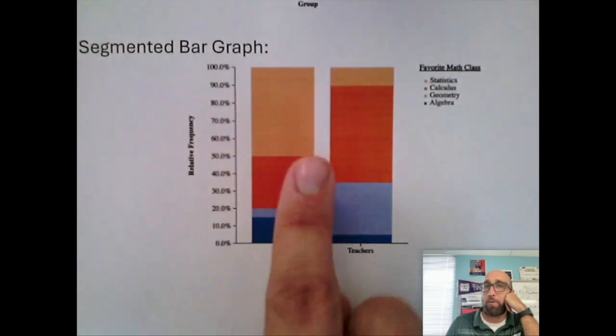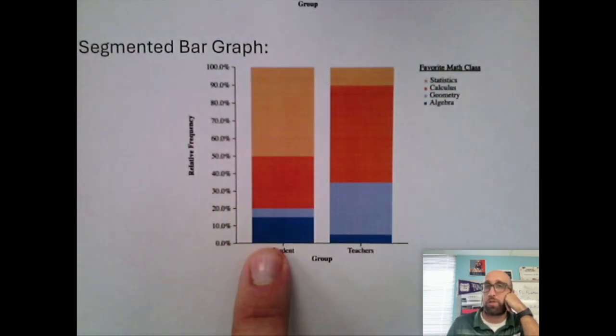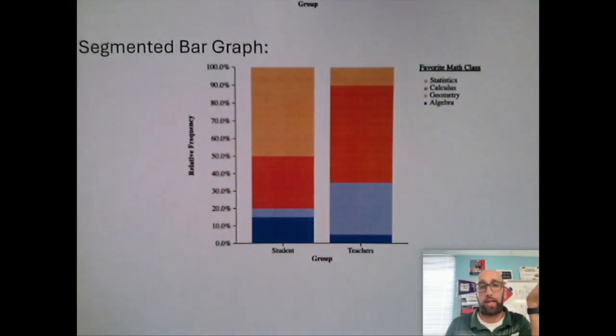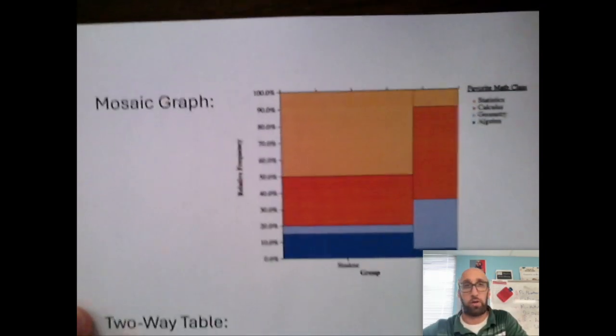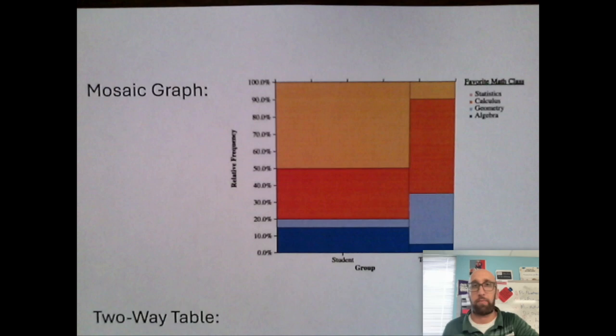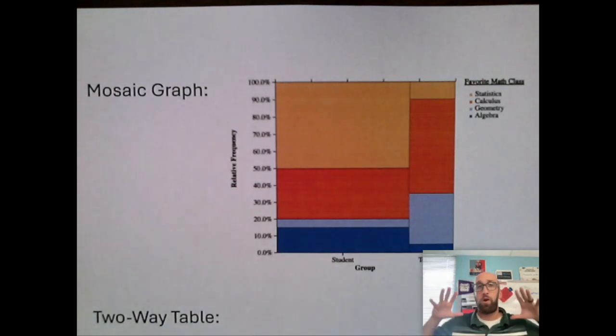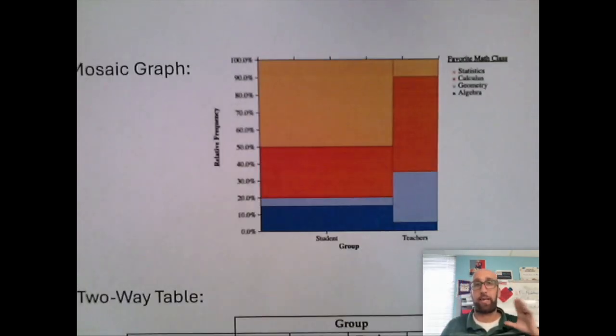On a segmented bar graph, it really makes these two groups, students and teachers, look exactly the same. But as we know, they're not. And that's where mosaic plots or mosaic graphs come in. So here we go. Here is a mosaic graph. We're asking the exact same question.